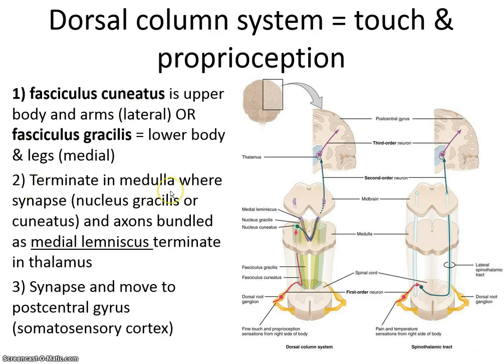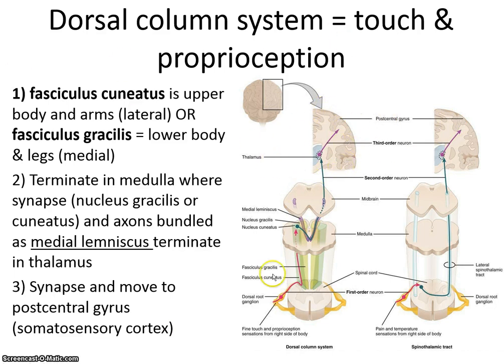They terminate in the medulla, where they synapse and are bundled together and come to the thalamus. So we see a lot of sensory comes up through the thalamus, with the exception of olfaction. It synapses here and moves to the postcentral gyrus, which again is called the somatosensory cortex. It's part of the parietal lobe. They're just showing this kind of out of context here as we have a slice through here.